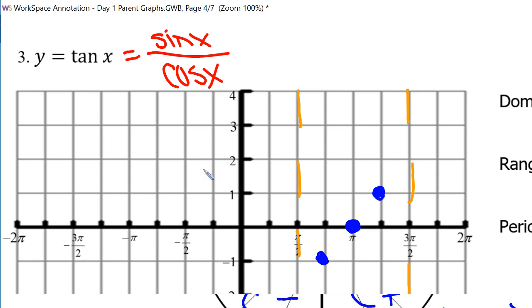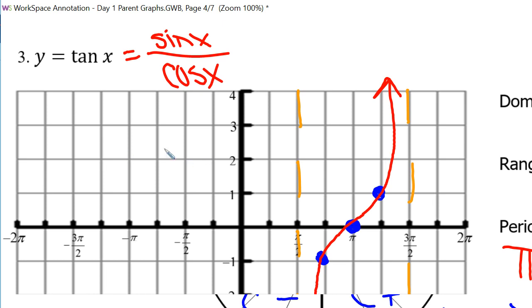What do you add to pi over 2 to get to 3 pi over 2? 2 pi over 2, and 2 pi over 2 simplifies to what? Pi. So the period for sine and cosine are both 2 pi, but for tangent, the period is shrunk in half. It's only pi units. Now we need to complete more cycles.